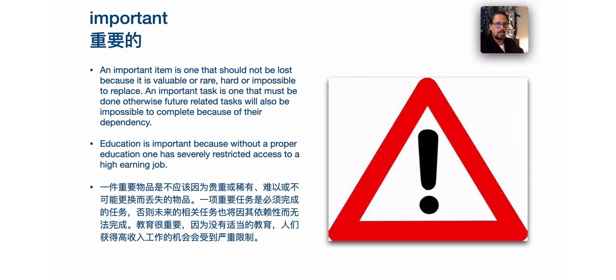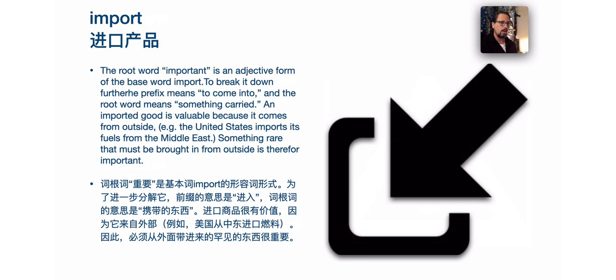Next word is important. An important item is one that should not be lost because it is valuable or rare. Hard or impossible to replace. Valuable, rare, impossible to replace, or very difficult to replace. An important task is one that must be done, otherwise future related tasks will also be impossible to complete because of their dependency. Education is important because without proper education, one has severely restricted access to a high-earning job.